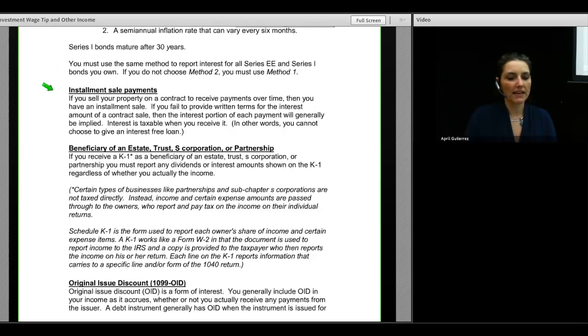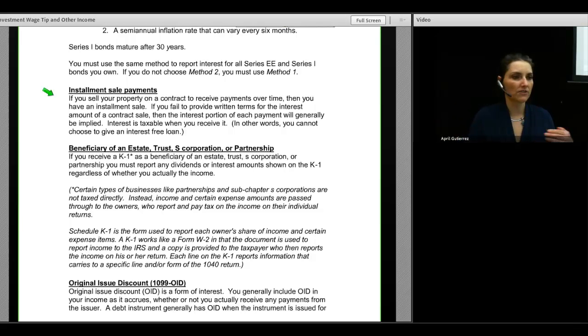Okay, installment sale payments. An installment sale happens again when you sell property you own, usually a house, to a buyer. And that buyer is paying you payments on an installment basis. If you sell your property on a contract to receive payments over time, then you have an installment sale. You have an installment sale as soon as a payment is paid in more than 1 year.